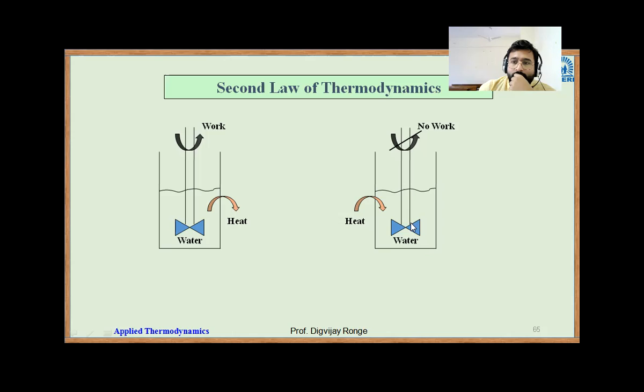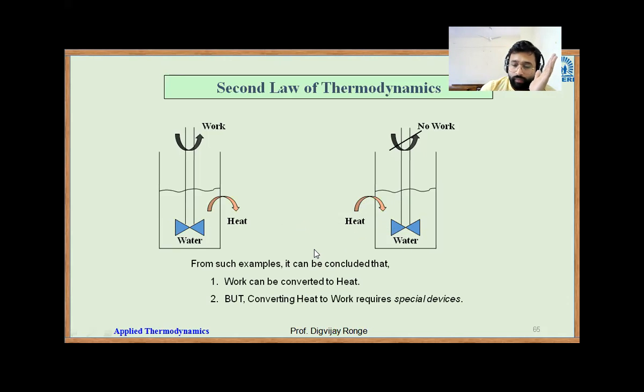But the inverse, or the converse, is not true. We cannot supply heat to the water and have this shaft automatically rotate. This cannot actually happen, right? If you rotate the shaft, heat transfer will take place, it is understood. But if you transfer heat and the shaft rotates, it is not possible. So from such examples, it can be concluded that work can be converted into heat, but converting heat to work requires special devices, and these special devices are called heat engines.